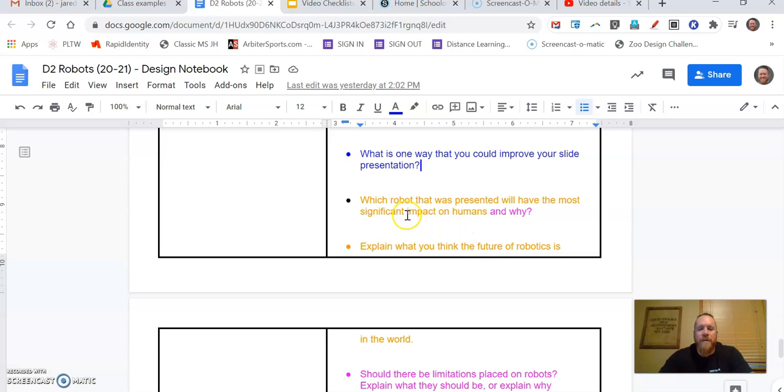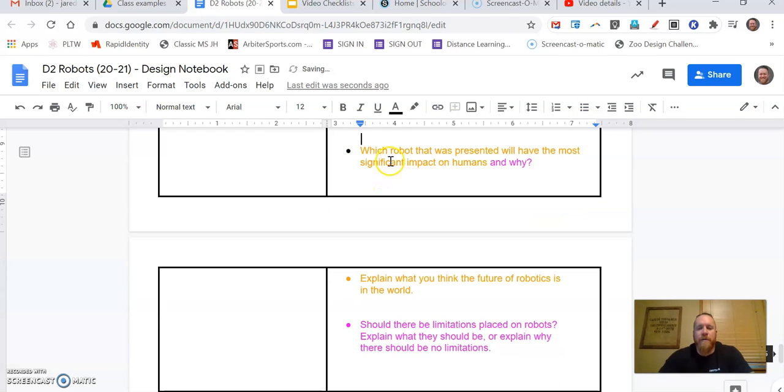Then we get to the next 2 questions, which say, let me just get that all onto one page here. There we go. The next question says, which robot that was presented will have the most significant impact on humans and why? And so the first part of this question, which robot do you think will have the most significant impact? Think back to all those presentations that you just heard and the information that you just got.